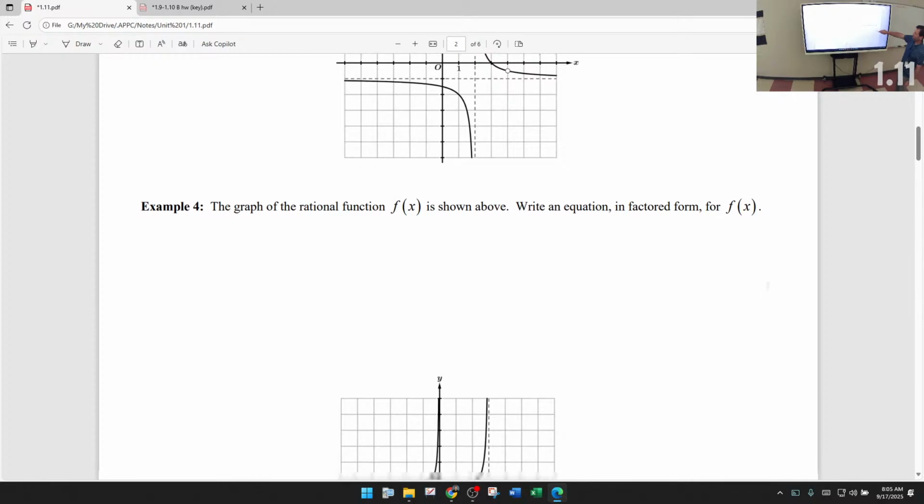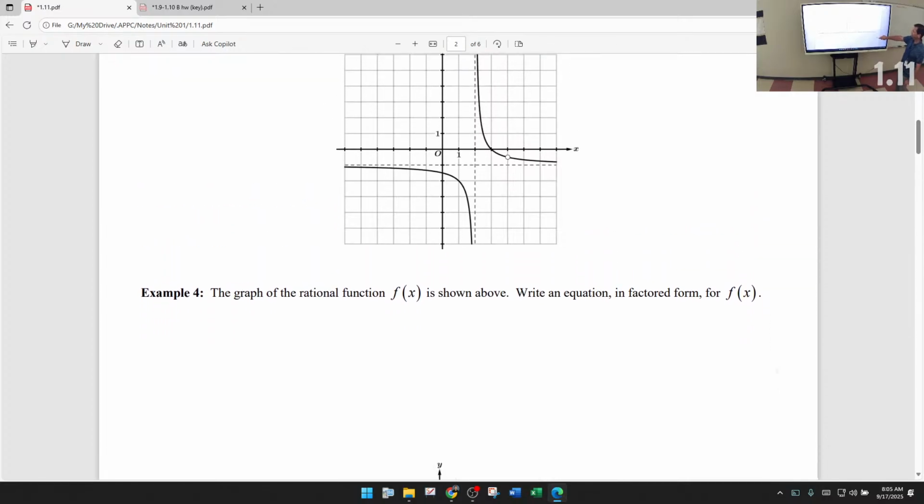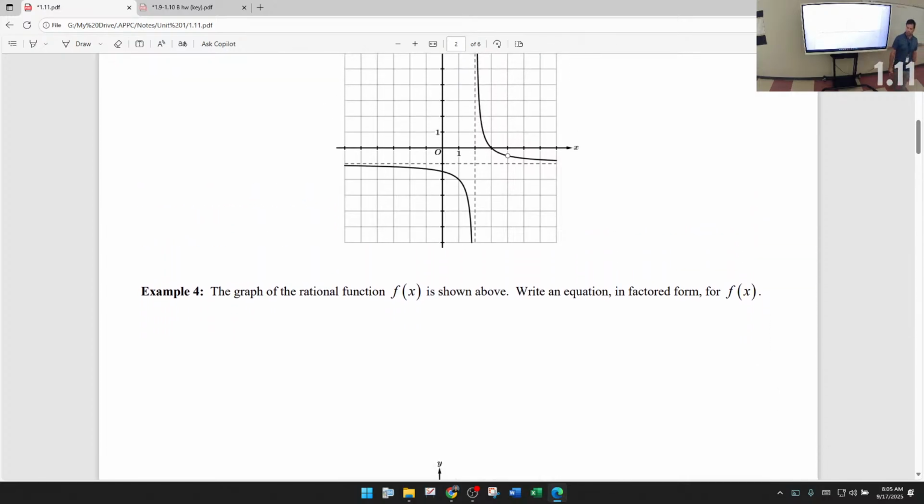All right, here we go. Example number 4. Do I need, we're okay with them prints. I'm not doing that on a calculator. I'm not spending time on that.